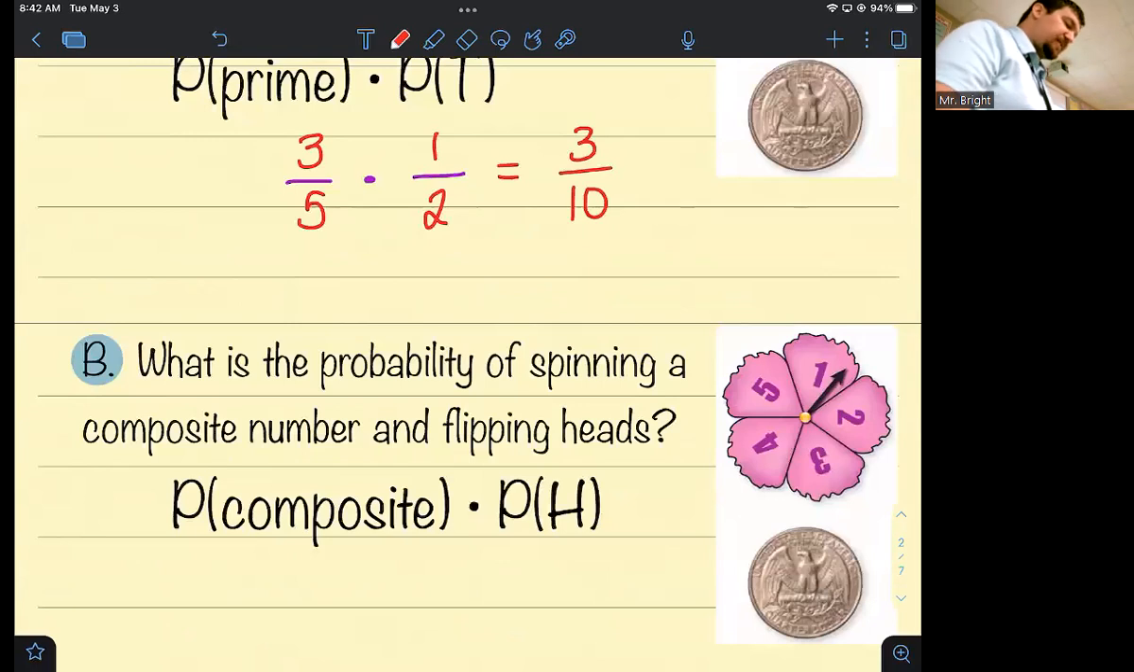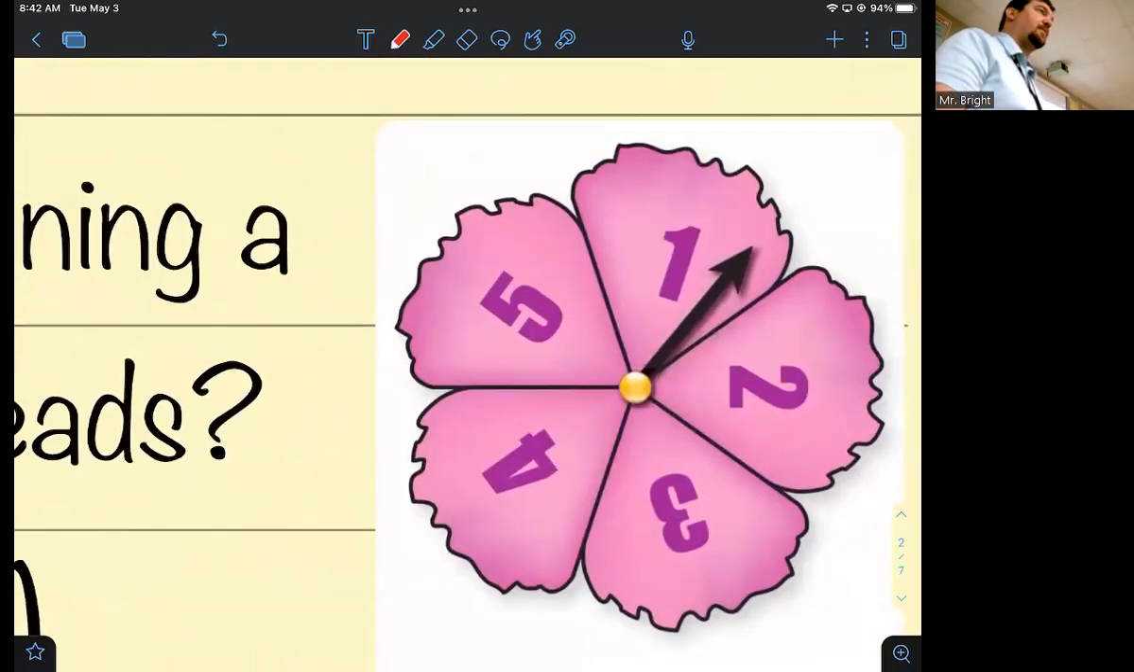What's the probability of spinning a composite number? Now, prime and composite, we can think of them as almost being opposites. Prime means you have 2 factors. Composite means you have 3 or more. 1 is not composite. It's neither of them. It doesn't fit either definition. It's just got 1 factor. There was only 1 number on this spinner that had 3 or more factors. What was it, Frank? It was 4.